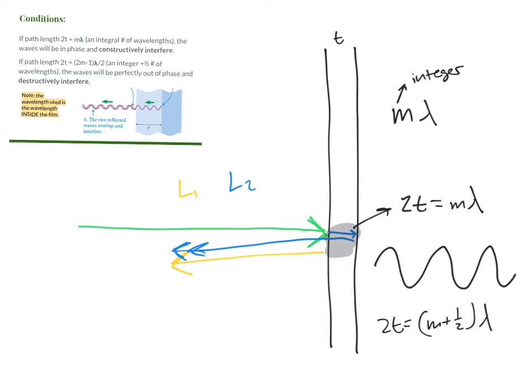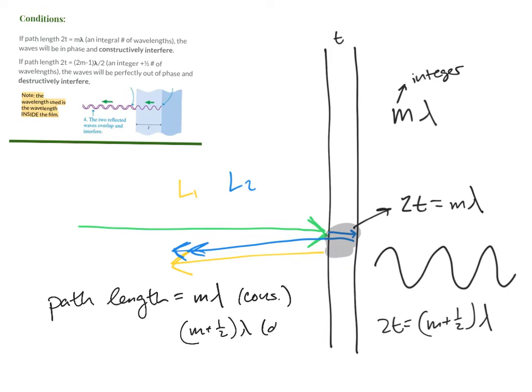So essentially what we're doing here is saying that the path length that the wave travels through the film has to be equal to m times its wavelength, where m is any integer for constructive interference, and it has to be (m plus 1/2) lambda for destructive interference.